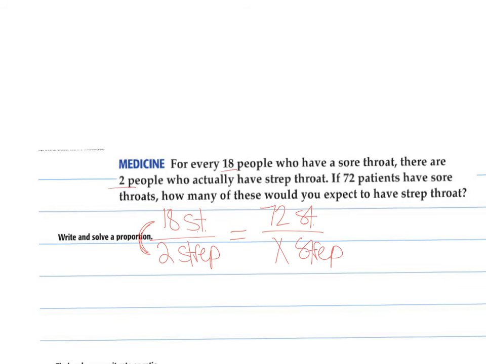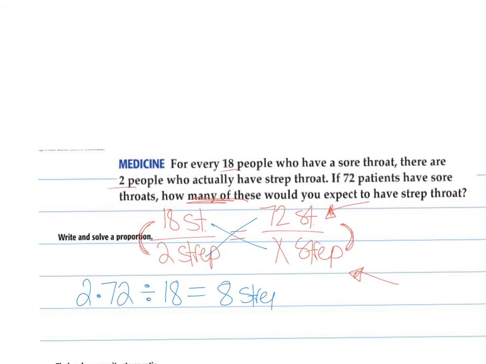We want to figure out this X. How many people would have strep if 72 people came in with a sore throat? My 72 people and my unknown go together: sore throat, both of them on the top; strep, both of them on the bottom. And then I solve. I look at my cross products. 2 and 72 are diagonal from each other, so I multiply, and then I immediately divide by 18. 2 times 72 is 144, and we divide it by 18, and we get 8 people with strep throat.